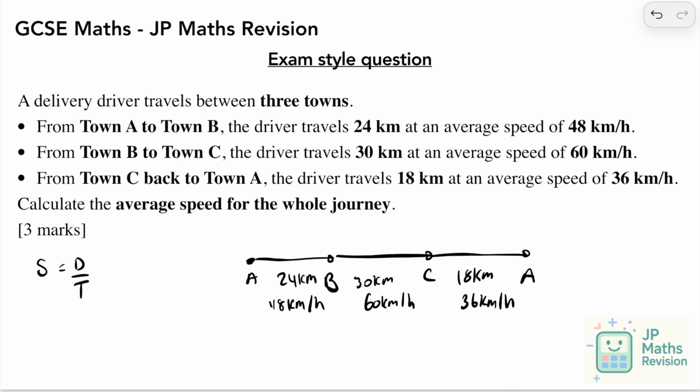If we want to work out the total distance, all we do is add up 24, 30 and 18. If we do that, we get 72. So the total distance is 72 kilometers, and we also need to work out what the total time is.